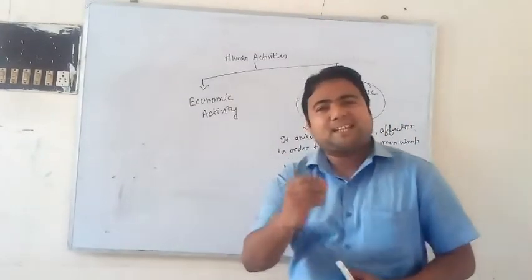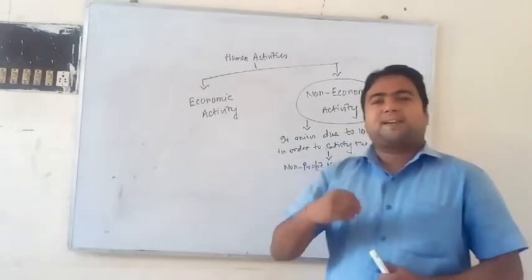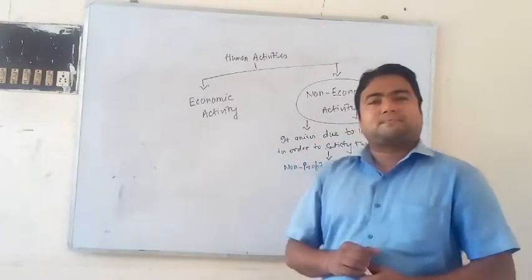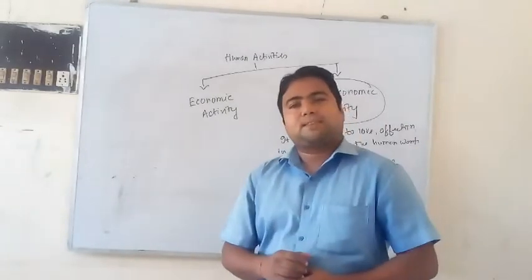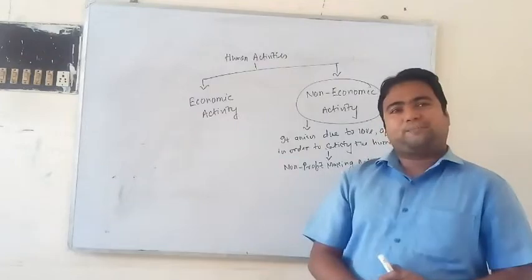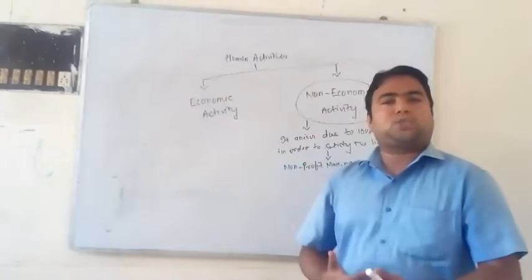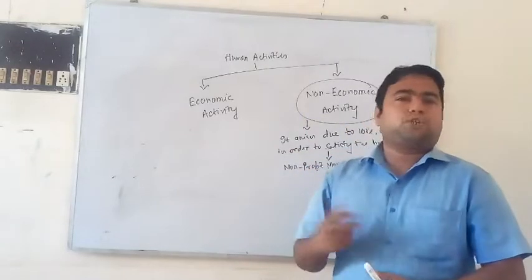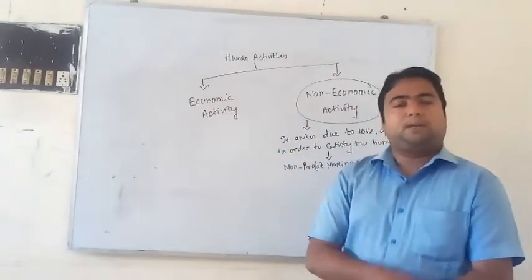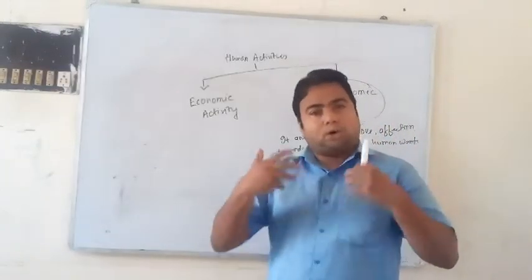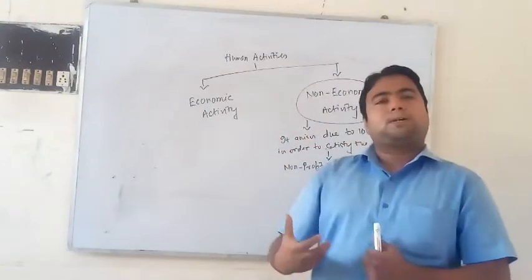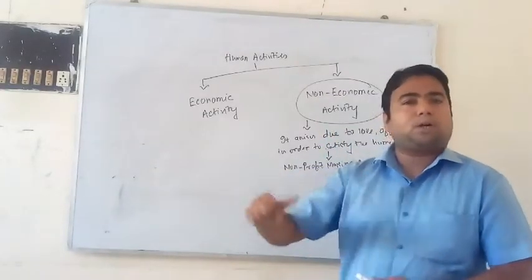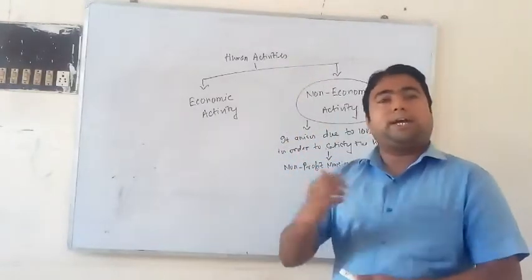But in the evening time, when I am teaching my own children in my house, that is called non-economic activity. Same example: I am teaching in the college, that is called economic activity. But in the evening time, when I teach my child, that comes under non-economic activity, because while I am teaching my own son or daughter at home, my primary motive is to develop the knowledge of my child. I am not teaching my son or daughter in order to earn money.